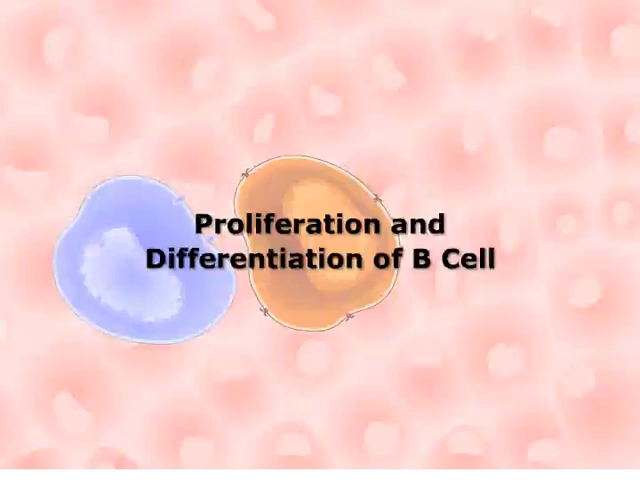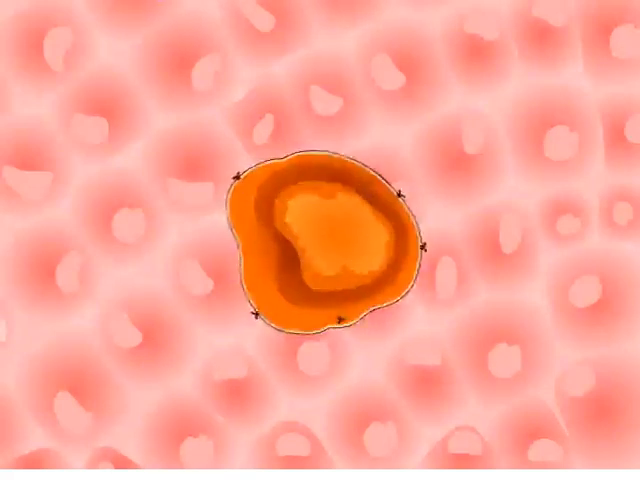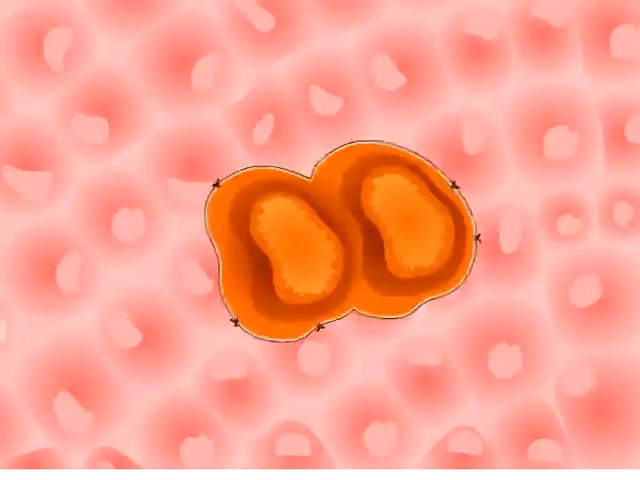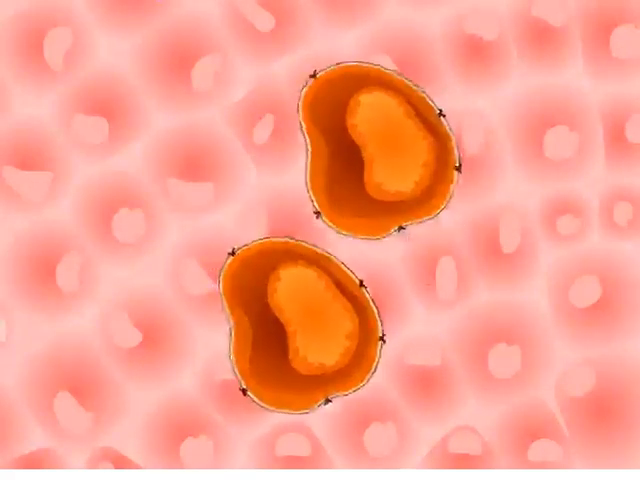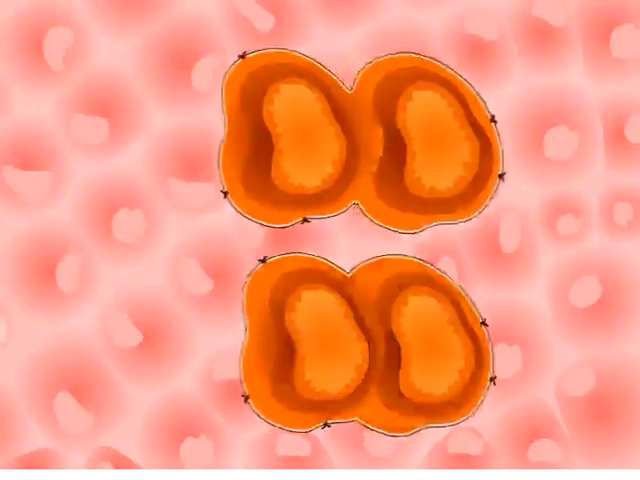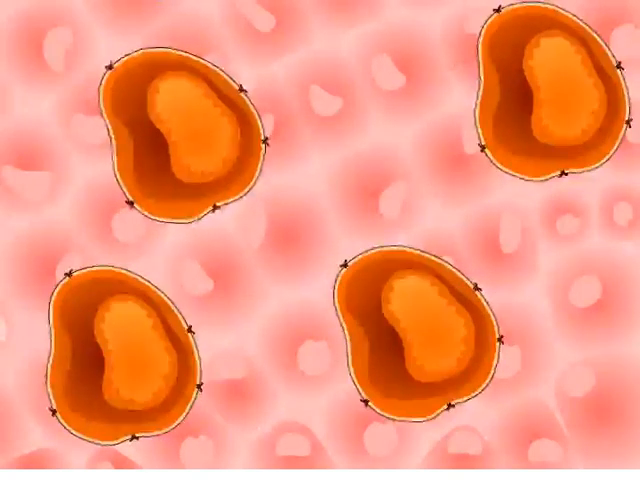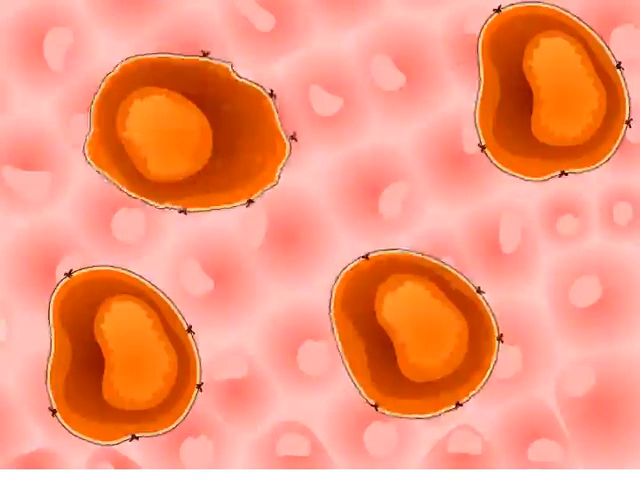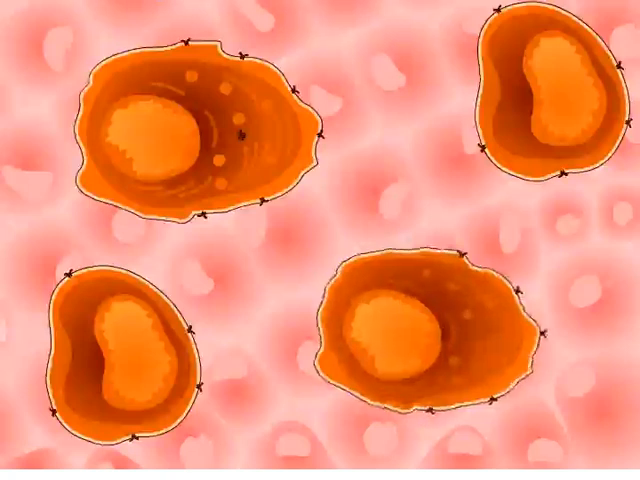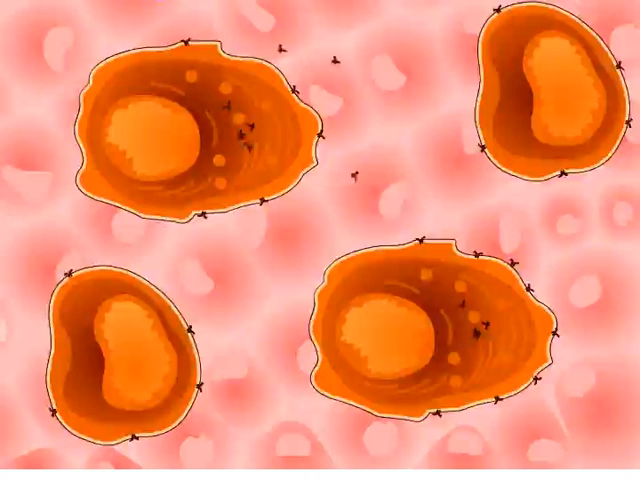Notice the turn of events. The B cell becomes activated, followed by proliferation, and differentiation. Creation of memory cells. And then production of antibodies.